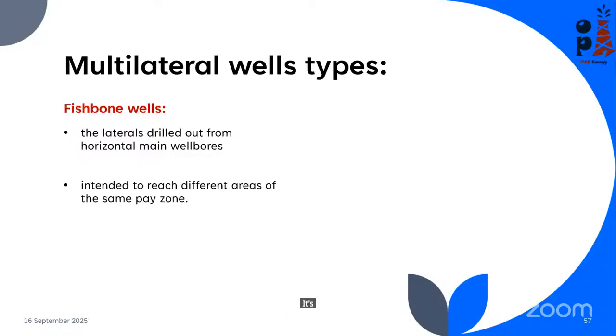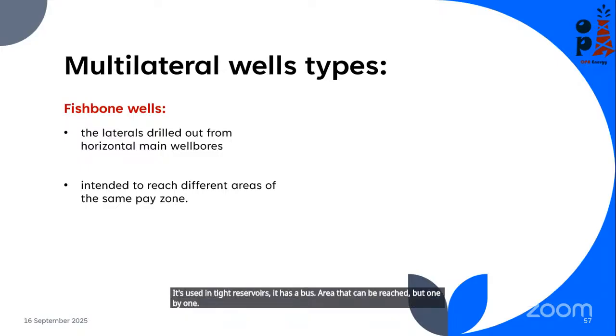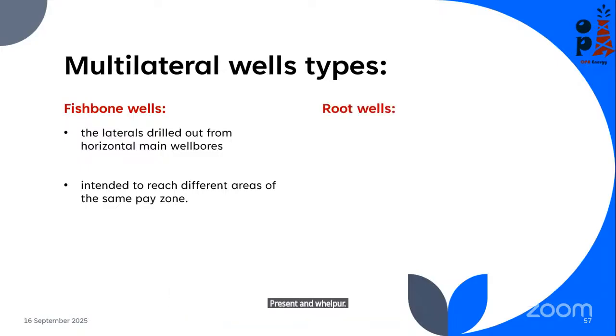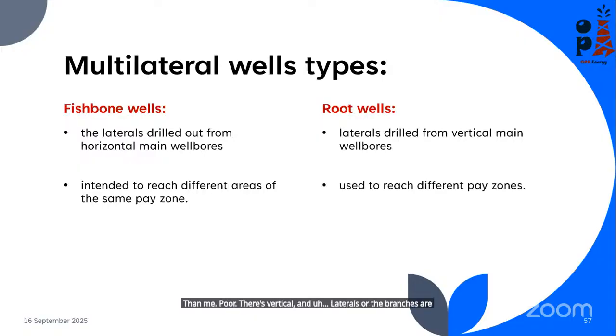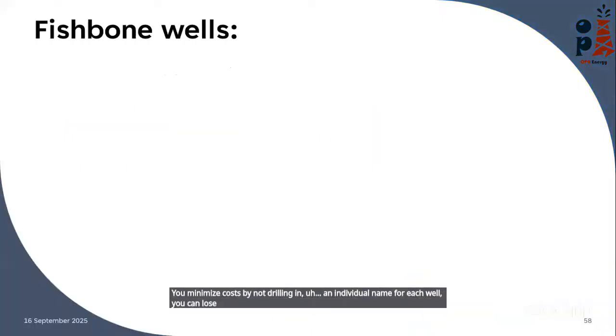It's used in tight reservoirs that have a vast area that can be reached by one horizontal wellbore. Another type is the root well. The main bore is vertical and the laterals or branches are horizontal to reach different pay zones. You need to minimize cost by not drilling an individual well for each pay zone, so you can use root wells.